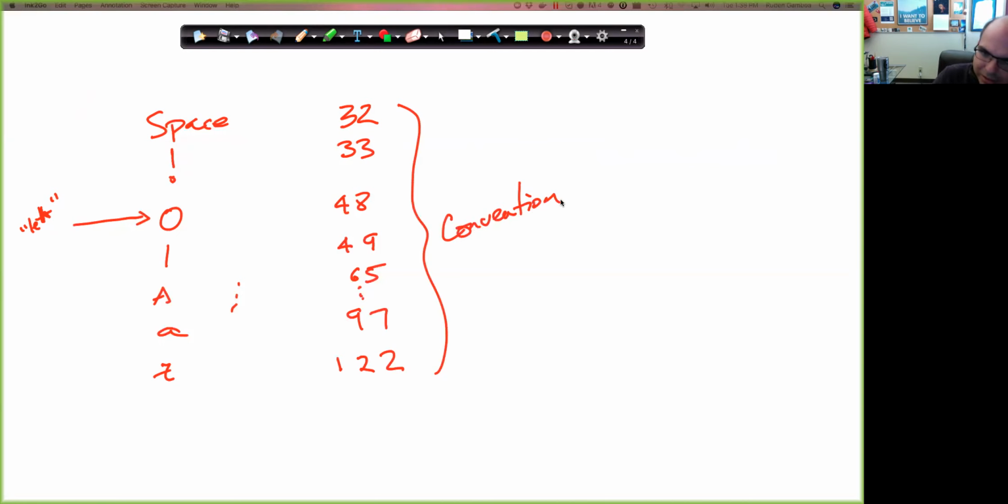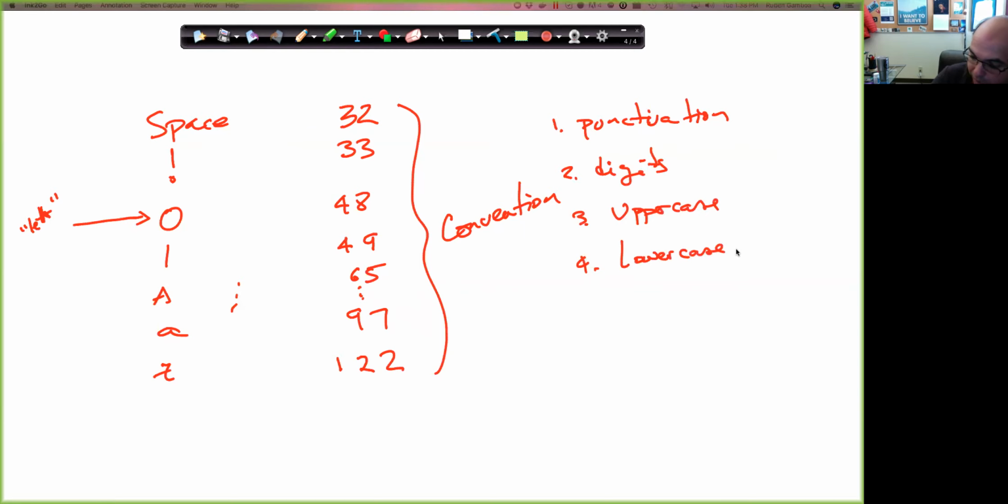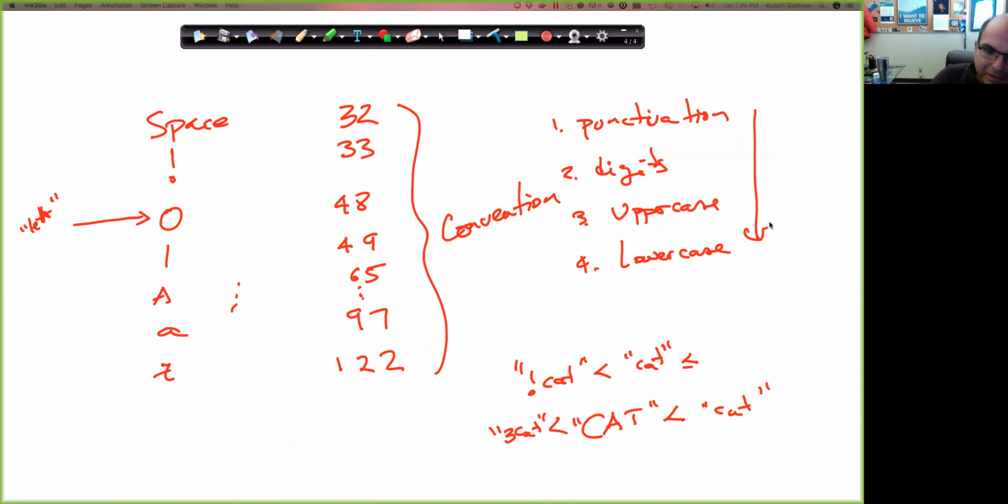Now, some people actually memorize some of these. I don't. It is useful to remember that, by and large, punctuation comes first, and then we have digits, and then the uppercase, and then the lowercase letters. The only reason it's useful is that, for example, in a computer, exclamation mark cat happens before cat. Capital cat happens before lowercase cat. And the number 3 cat happens before all of those. So it's semi-useful to remember that, but other than that, it's not worth the detail.